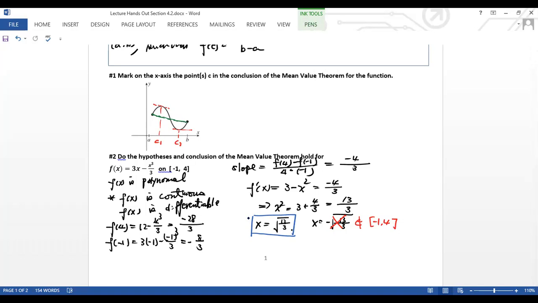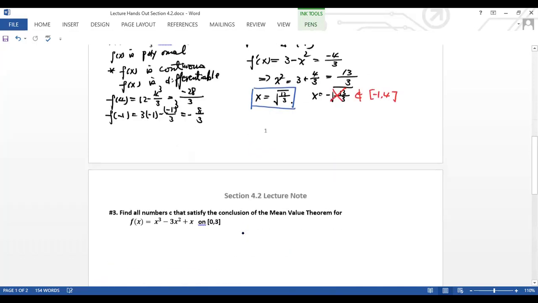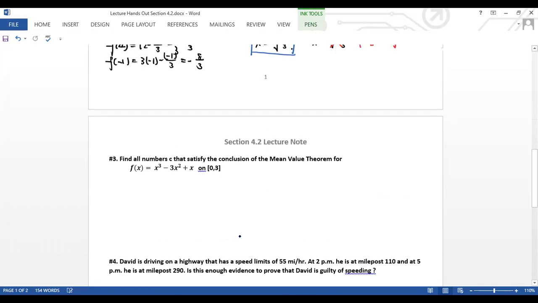Okay, now let's take a look here. Number 3 says find all the numbers c that satisfy the Mean Value Theorem. So for f of x, the first thing is what type of function is it? It's a polynomial. If it's a polynomial, f of x is continuous. And the second condition, f of x is differentiable. That means everywhere is smooth, there's no sharp point here.